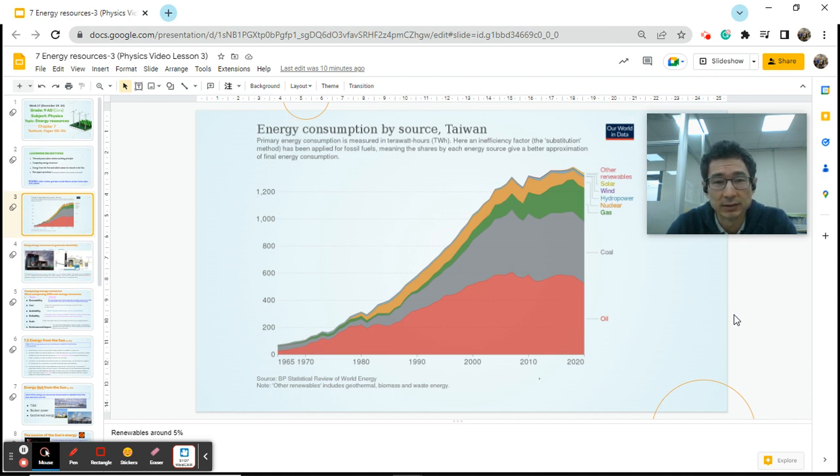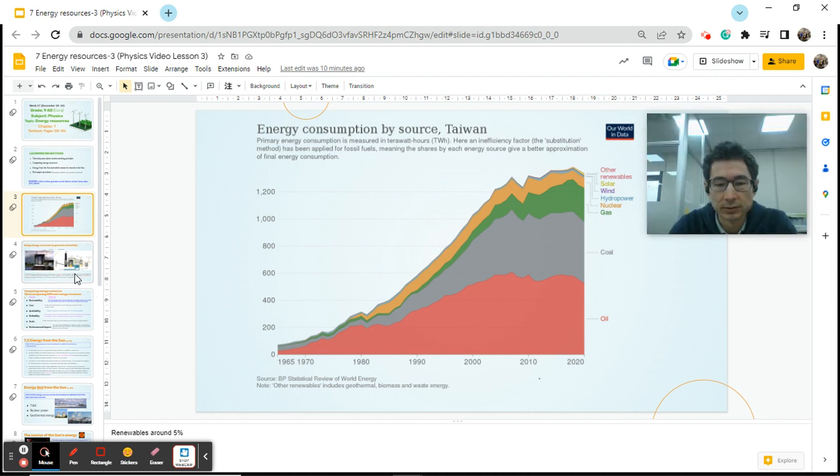But Taiwan is moving in the direction of increasing renewable energy resources, and even the thermal power stations will transition to natural gas power stations. We will talk about it later.